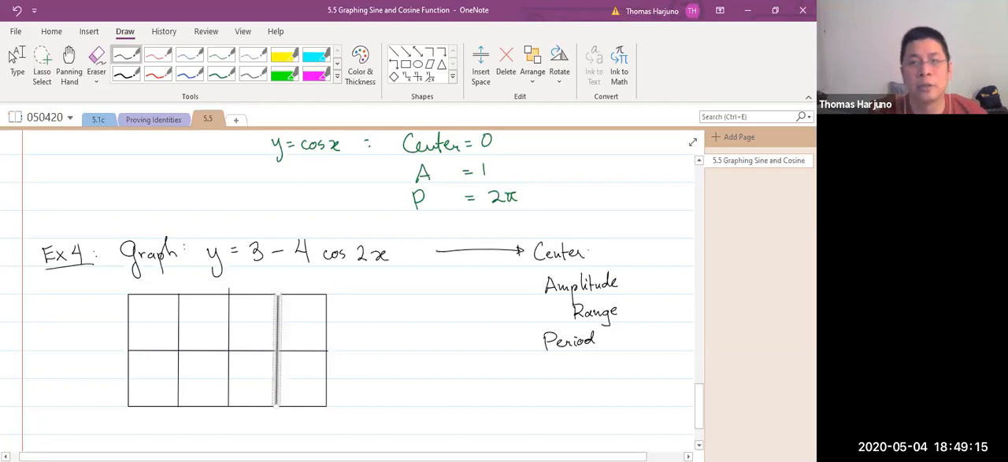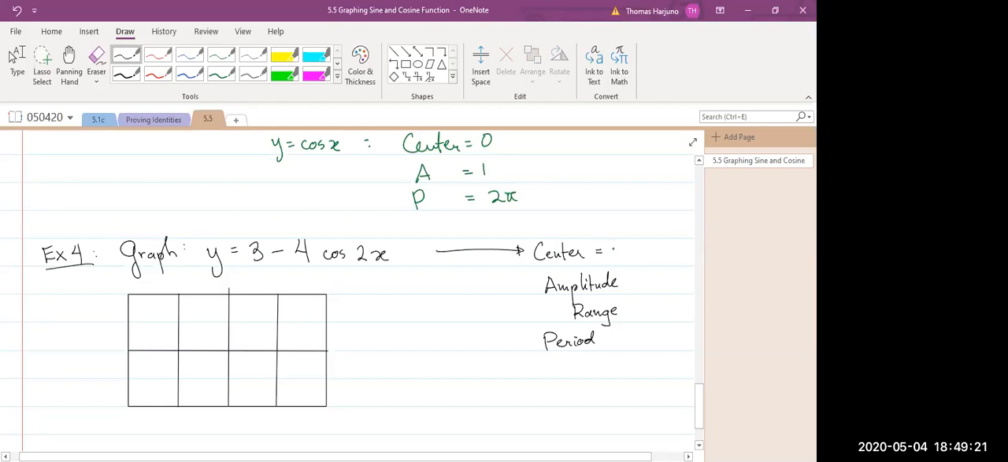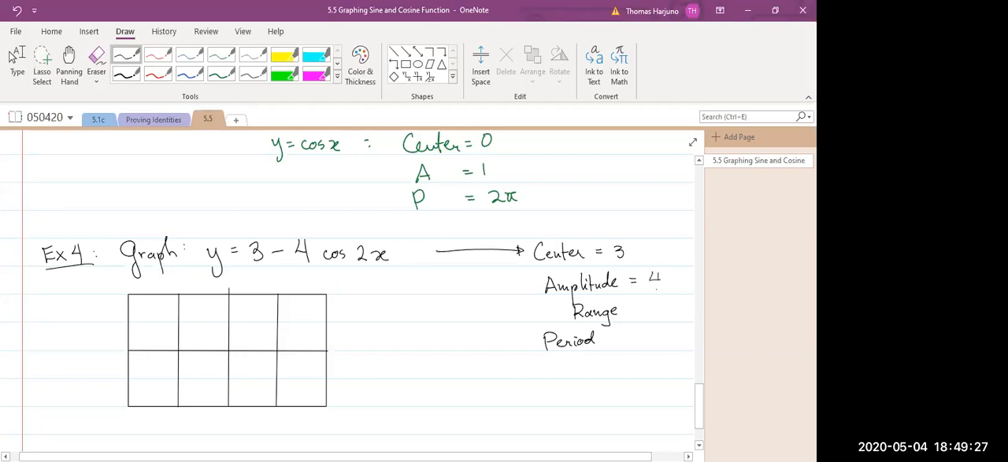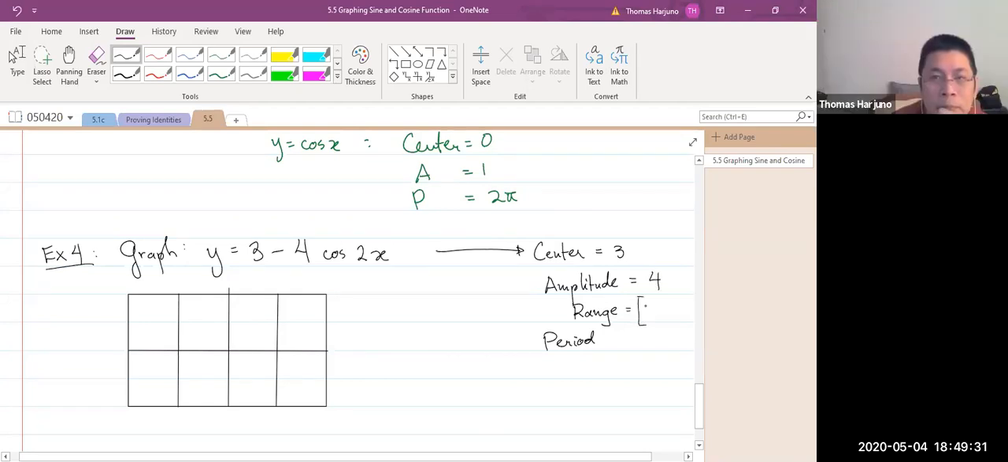The center is 3. The amplitude is 4. How about the range then? -1 to 7, right? Yeah. Okay, and the period will be 2 pi over 2.